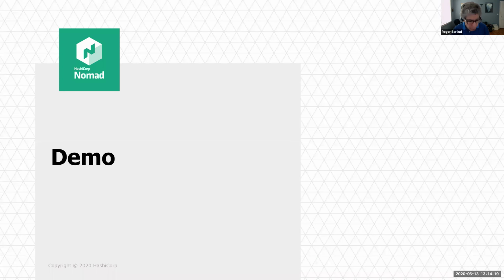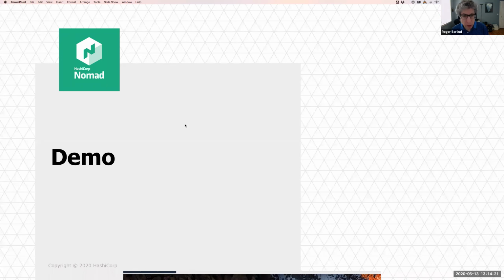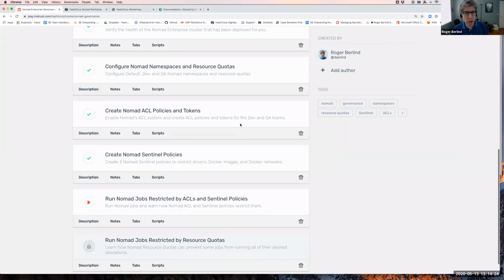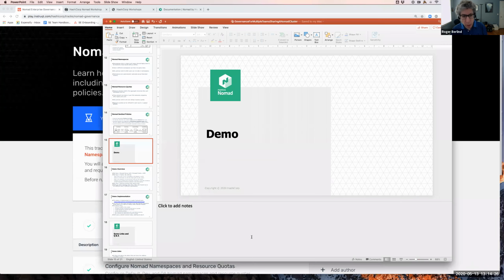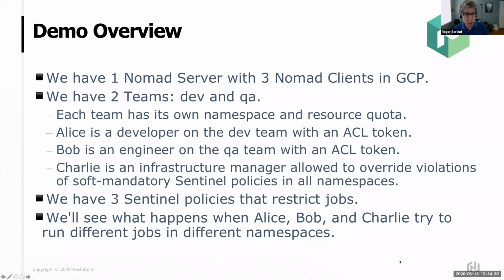Okay, so with that, I'm ready to go ahead and do the demo. I'm going to switch over to the Instruqt environment. I'm sorry, I want to first set up the demo environment a little bit. Let me explain what I'm going to be doing. So in this demo environment, which is running inside an Instruqt track that I've already started, I have one Nomad server with 3 Nomad clients in Google's Compute Cloud, or Google Cloud Platform, sorry.